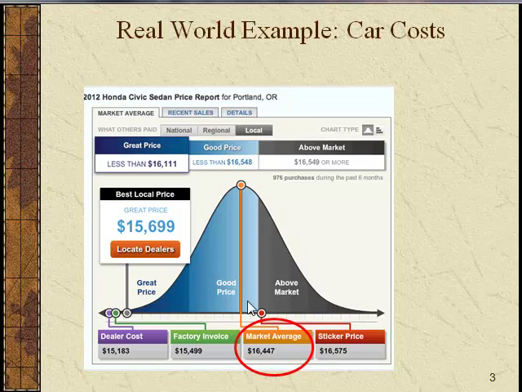What we'd be interested in is this middle line showing the measure of central tendency, the mean, and then you can see that there's variability. Some people are going to pay over here on this end above market, maybe close to 17,000. Some people will get a deal down here, find the right place to buy it for 15,700 or so. So that's just showing you how those two things come together in the normal curve.